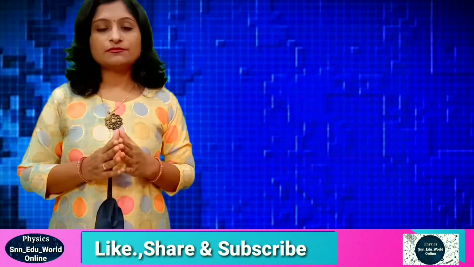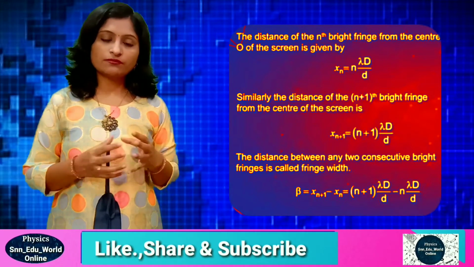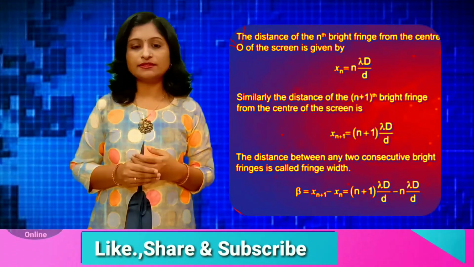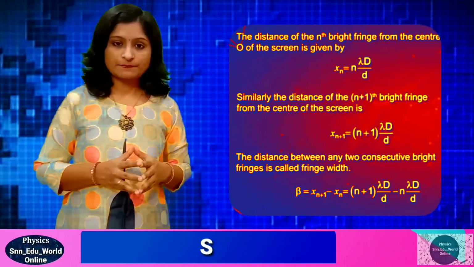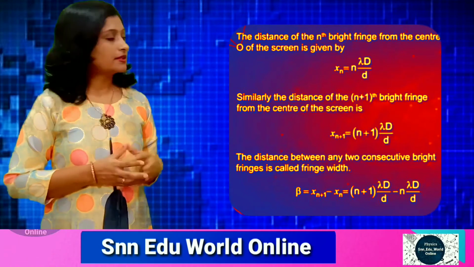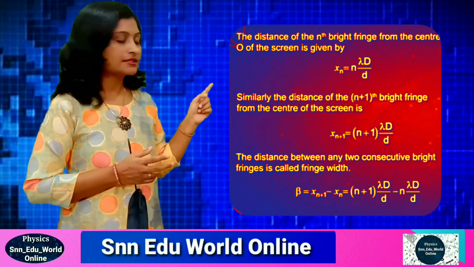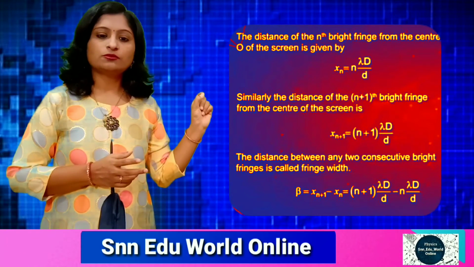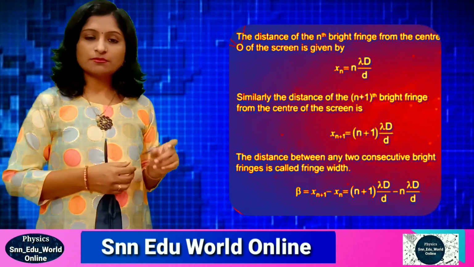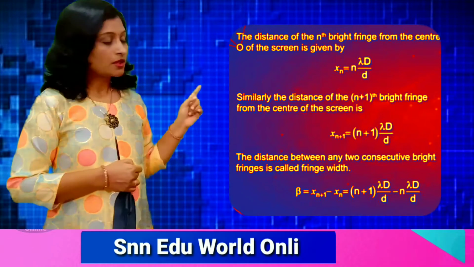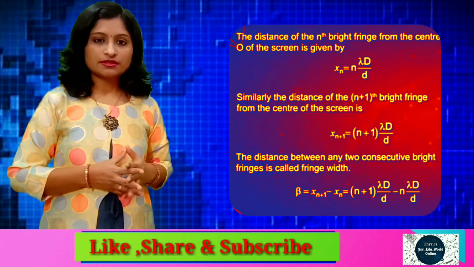Now we will find the fringe width for successive bands, that means the fringe width between two successive bright and dark bands. First we consider the bright band. If we are considering the nth band, then this formula can be written as xn is equal to n lambda D by small d. For the next successive band, n changes to n plus 1, so xn plus 1 is equal to (n plus 1) lambda D by d.